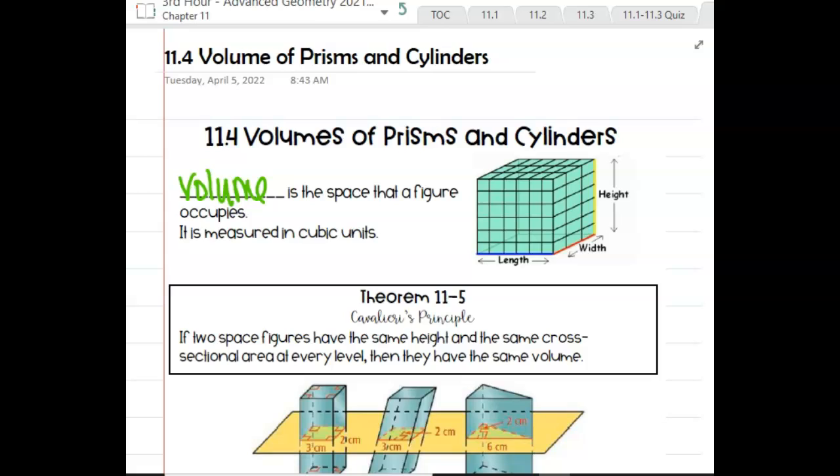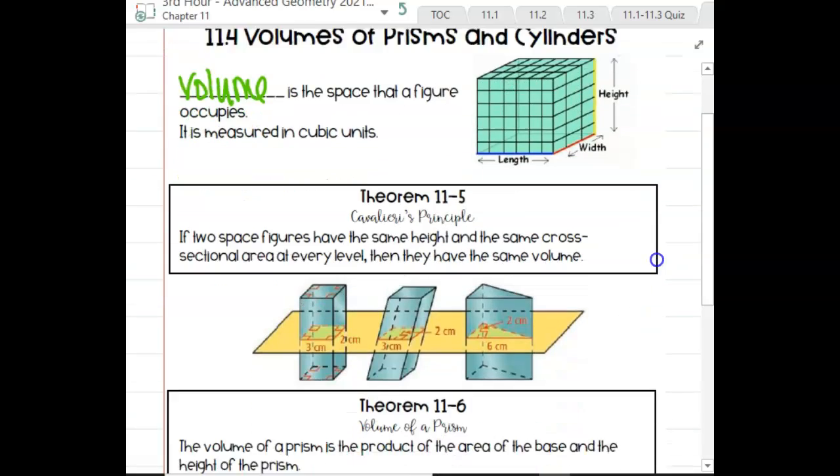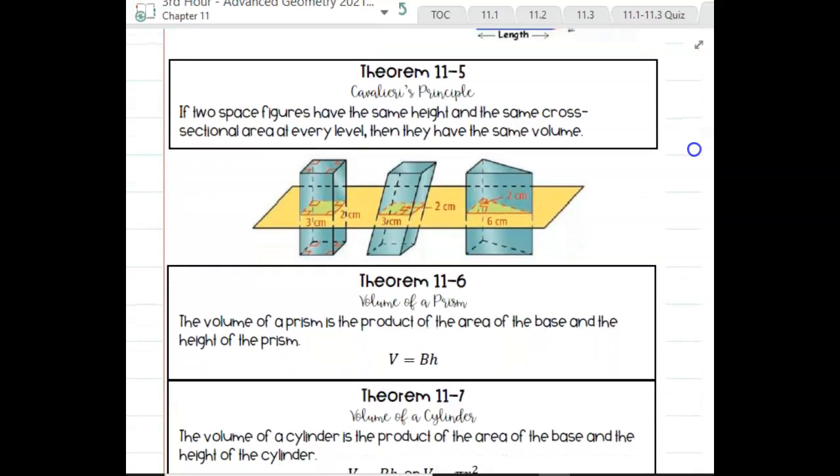If I want to find the volume of this entire figure, what I'm basically wanting to know is how many of those little cubes I can fit in the figure. That's what you're trying to figure out. Okay? So before we get into how to actually find volume, we need to talk about this first theorem here, which I said I was going to look up how to say his name, and I did not, so we're going to wing it. Cavalieri's principle. Sound good? Sound it out. Here we go.